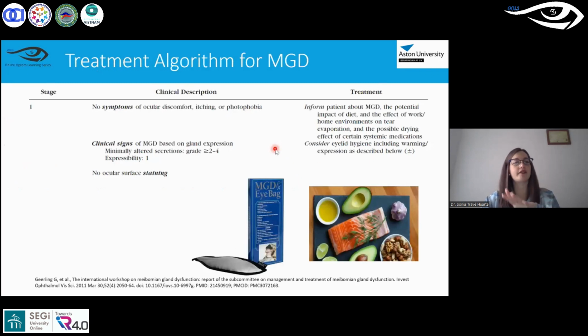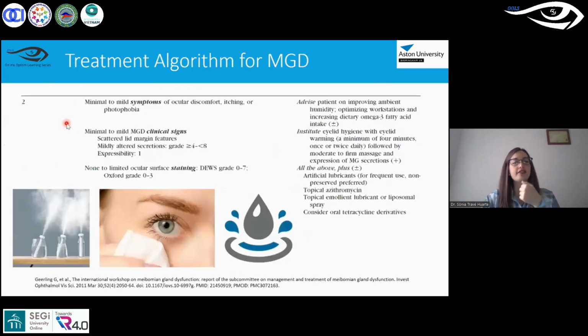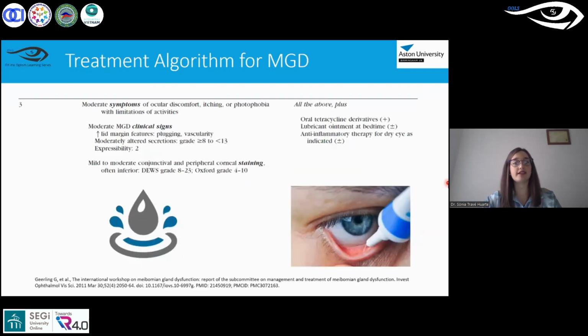That would be the very first stage. Even just education, even if there's no symptoms. After that, when there's mild symptoms and some clinical signs, that's when we start advising more humidity, a good amount of eyelid cleaning, eyelid warming, and then lubricants. If there's a case of inflammation, or any bacterial overgrowth, we'll see if we need to add any antibiotic.